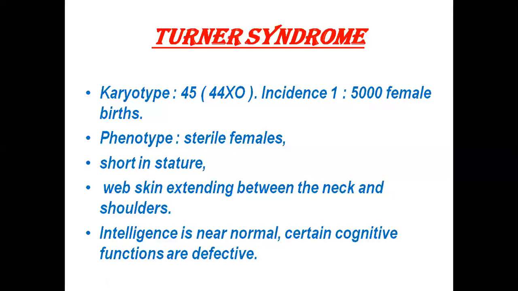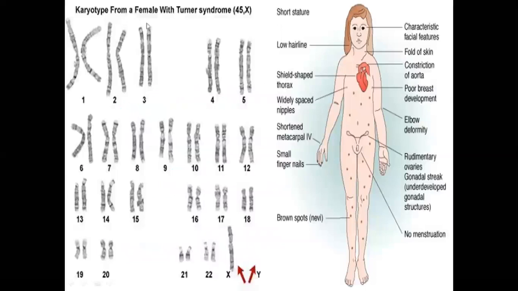Now coming to their physical features, the abnormalities developed due to the loss of a chromosome are that they are very short in stature, and they have a web of skin extending between the neck and the shoulders. Intelligence is near normal, but certain cognitive functions are defective. This is the karyotype from a female with Turner syndrome, with 45 chromosomes and just one single allosome, the X chromosome. There is supposed to be another chromosome here, either Y or X, which is missing due to non-disjunction.